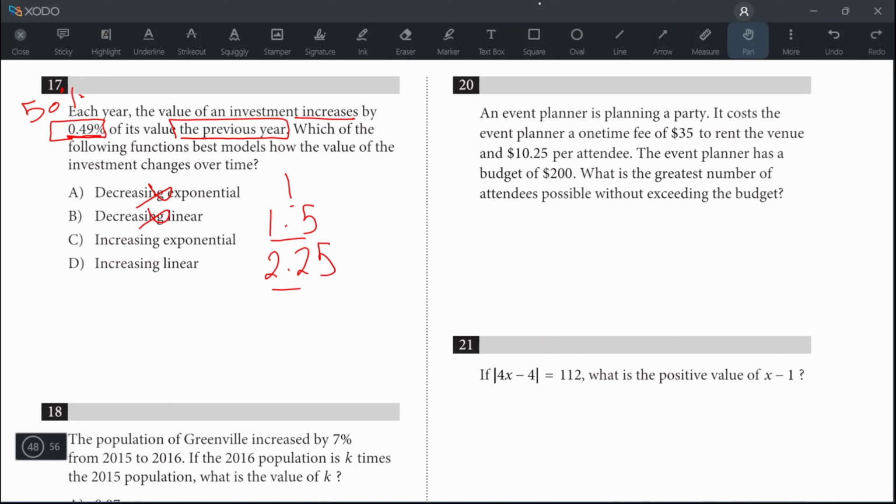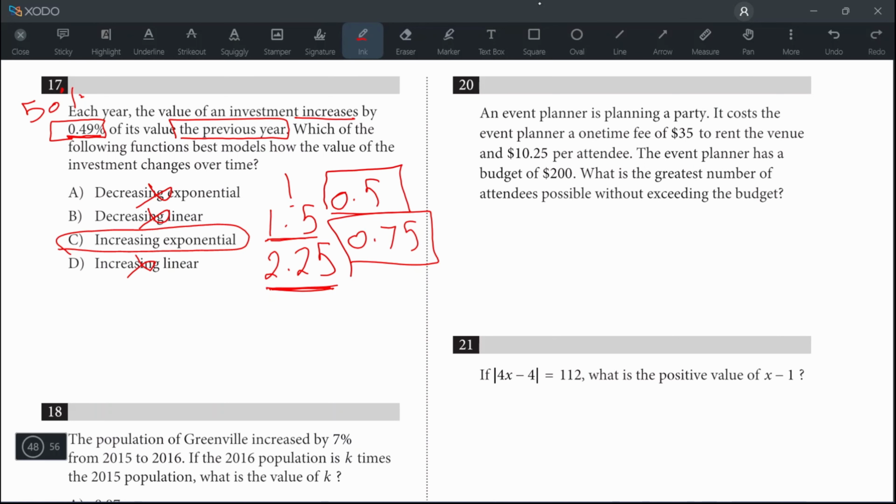As you can see, the differences between these three years are not the same. So the slope is changing. If we subtract these two values, we'll have 0.5, right? If we subtract 1.5 from 2.25, we will have 0.75. As you can see, the rate at which the function increases is not constant. So we do not have a linear function here. We have an exponential function. So choice C is the correct answer.